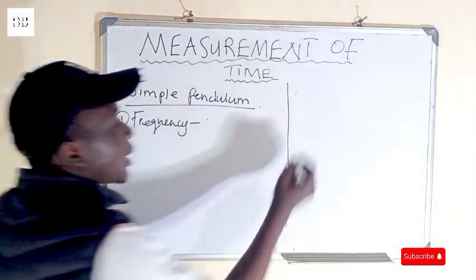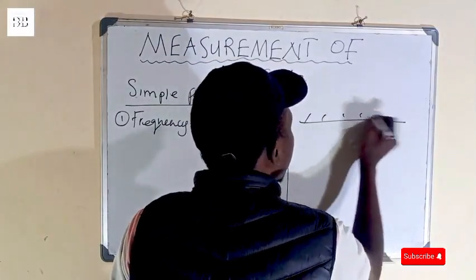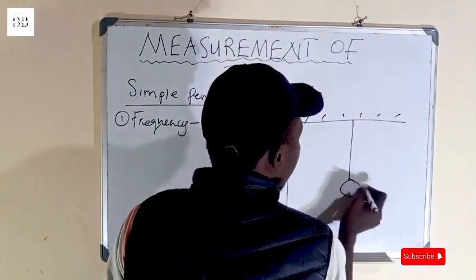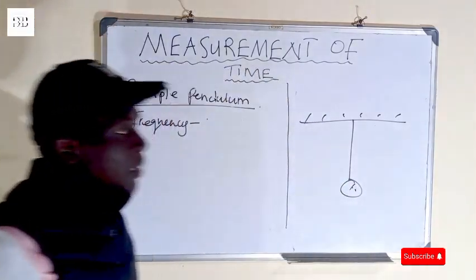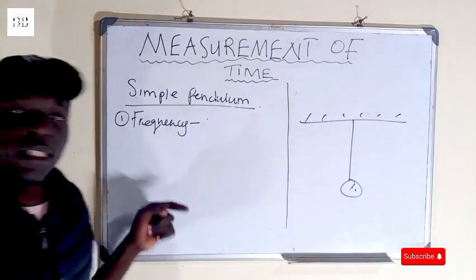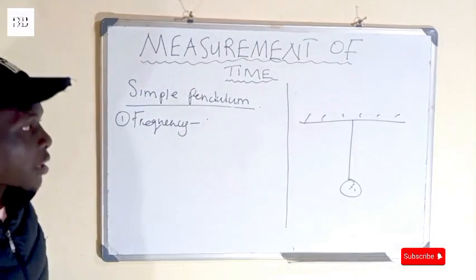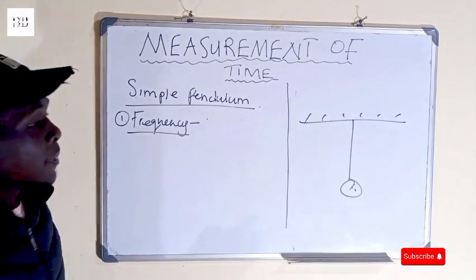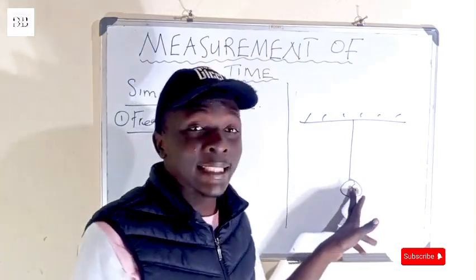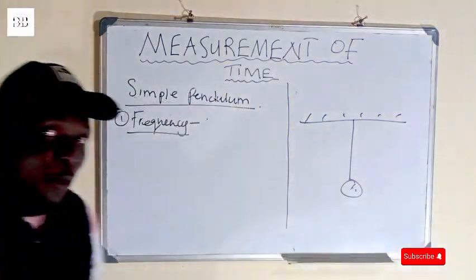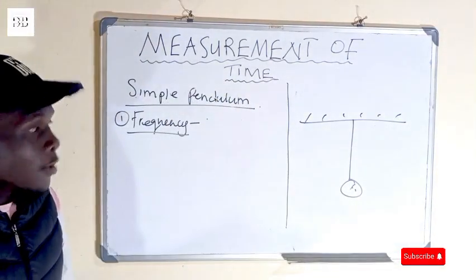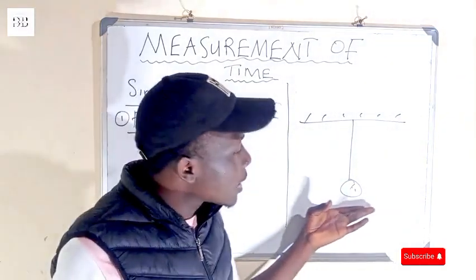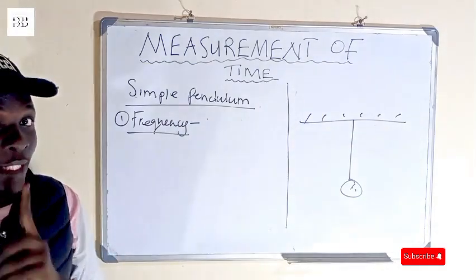So a simple pendulum basically looks something like this. You have a string tied to a bob. So you begin to swing it and then record the time to find the acceleration due to gravity. So frequency is how many times this bob swings, or how many times the bob takes to complete one oscillation.